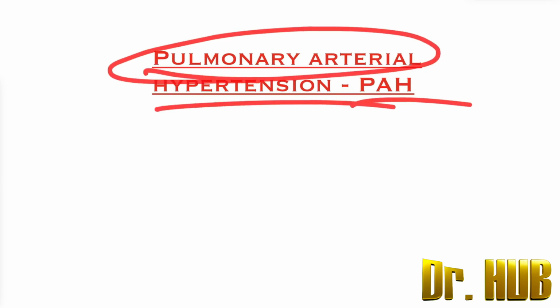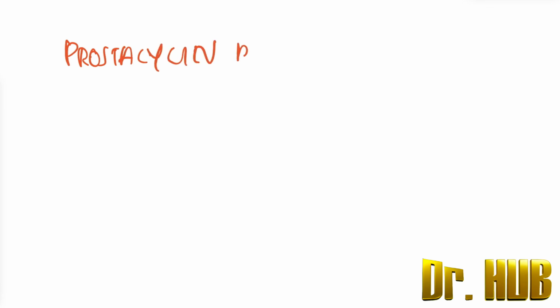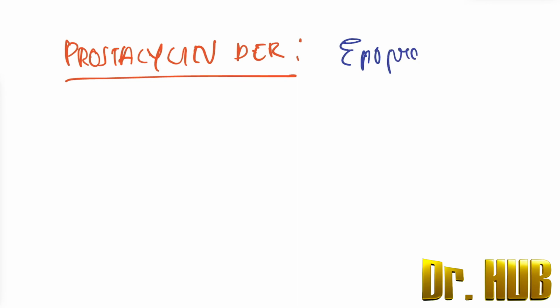Pulmonary artery hypertension, that is PAH, and we're looking at the drugs which are involved. First we look at the prostacyclin derivatives. So these are the prostacyclin derivatives. They include epoprostenol. Next is iloprost. Then comes treprostinil.